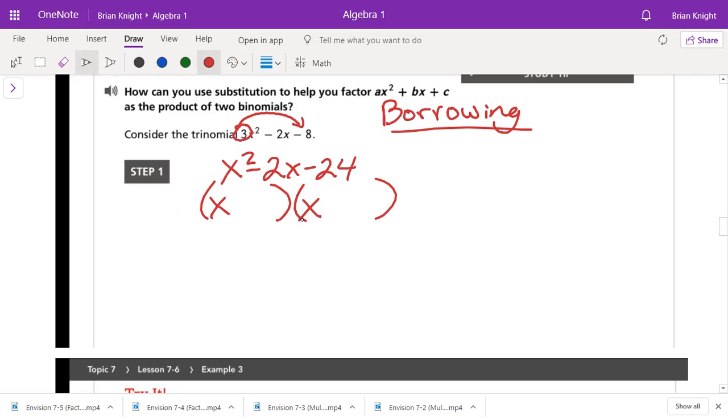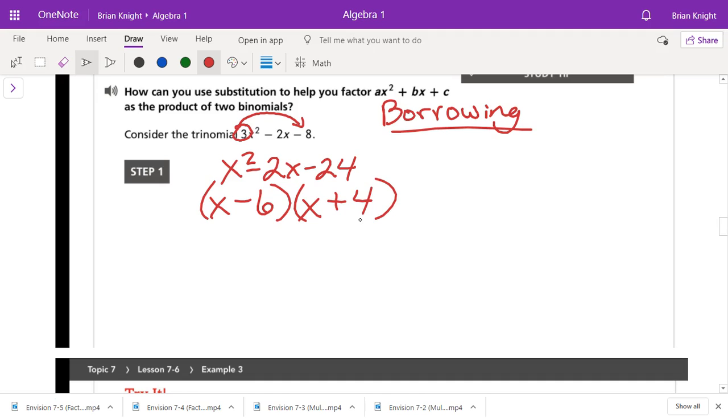What two numbers multiply to be negative 24 and add up to negative 2? Which one's negative, which one's positive? -6, +4. Now, here's the downfall of this method. A lot of people get here and they think they're finished. You're not finished, because remember, when you borrow something, you give it back.